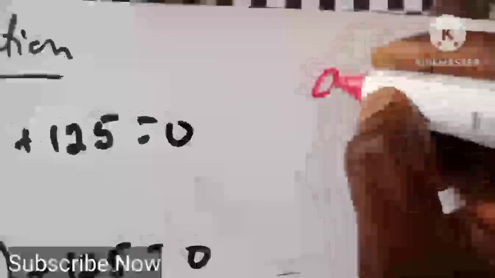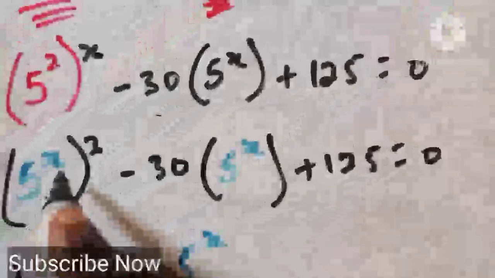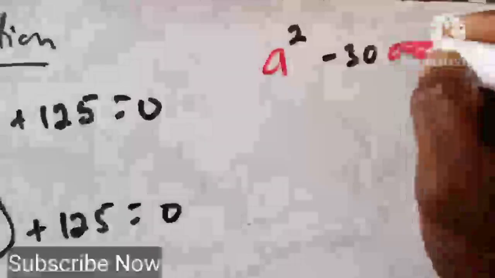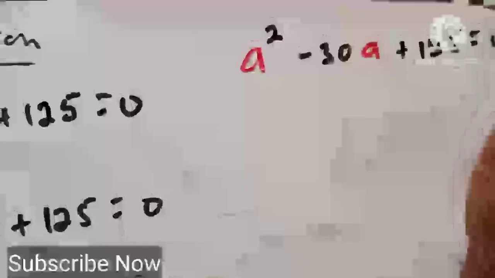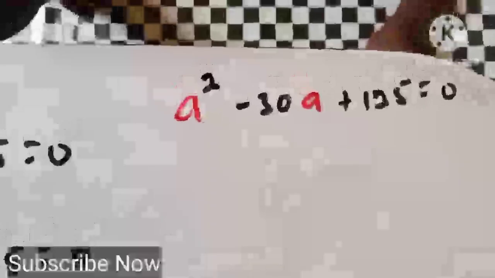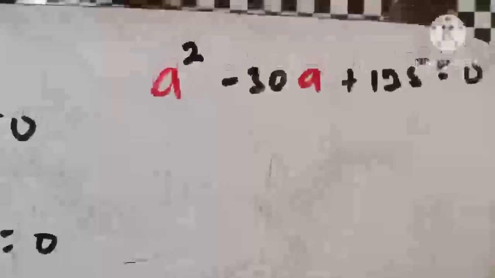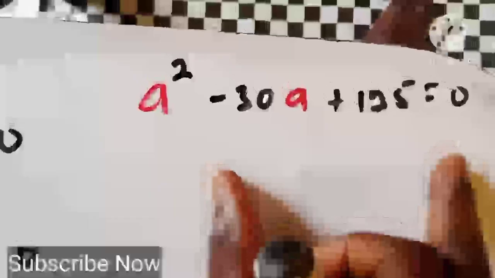So here we have a raised to the power 2, right? So a raised to the power 2 from here, right? So a raised to the power 2 minus 30, and then we have a there, right? So you have a, and then everything is going to be plus 125, that is equal to 0, right? So that's why I say at the beginning of the video that you must know how to solve a quadratic equation step by step. Now this is exactly what a quadratic equation looks like, right?